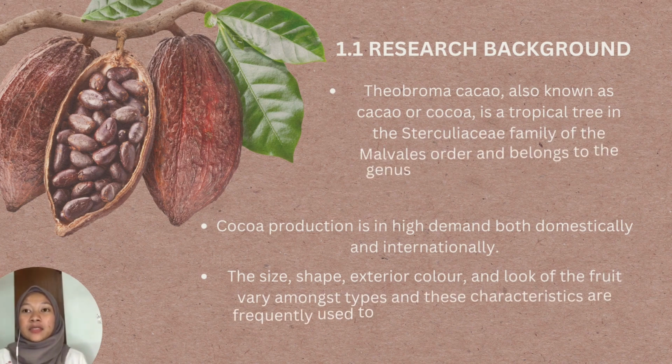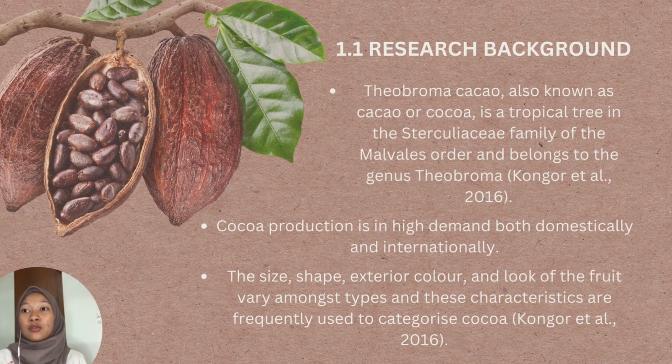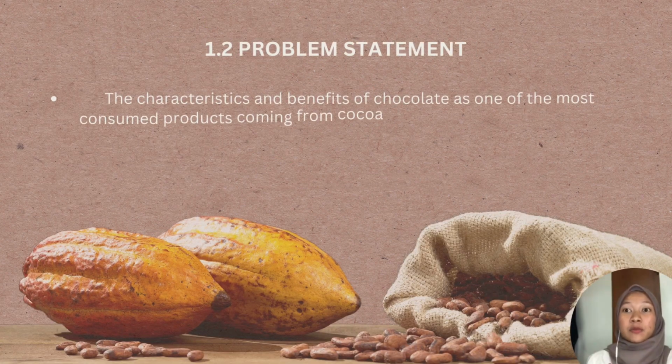1.1 Research background. Theobroma cacao, also known as cacao or cocoa, is a tropical tree in the Sterculiaceae family of the Malvaceae order and belongs to the genus Theobroma. Cocoa is a commercial crop with global economic significance and the primary ingredient in chocolate production. Cocoa production is in high demand both domestically and internationally. With the growth of the agro-industry sector, the demand is increasing. The size, shape, exterior color, and look of the fruit vary amongst types, and these characteristics are frequently used to categorize cocoa.